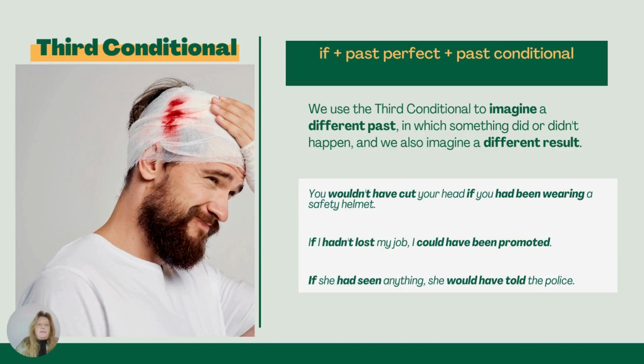Let's carry on. And here we come to the third conditional. We use the third conditional to imagine a different past in which something did or didn't happen. And we also imagine a different result. So let's give a look at the examples. I hope it could be clearer.